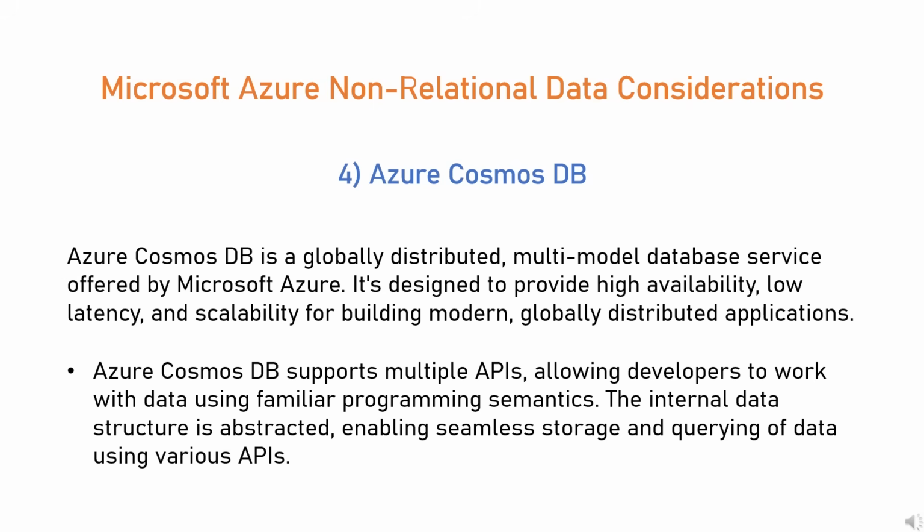Azure Cosmos DB. Azure Cosmos DB is a globally distributed multi-model database service offered by Microsoft Azure. It's designed to provide high availability, low latency, and scalability for building modern, globally distributed applications. Azure Cosmos DB supports multiple APIs, allowing developers to work with data using familiar programming semantics. The internal data structure is abstracted, enabling seamless storage and querying of data using various APIs.